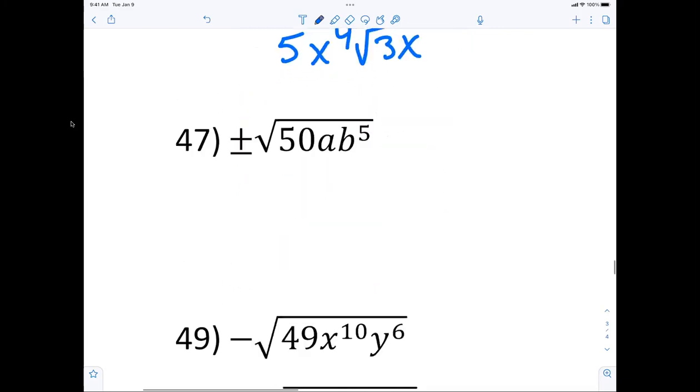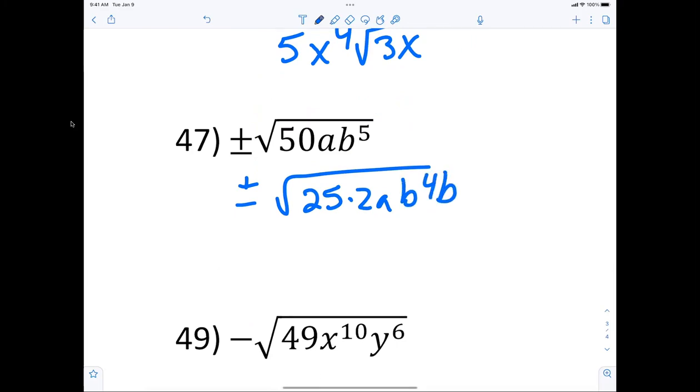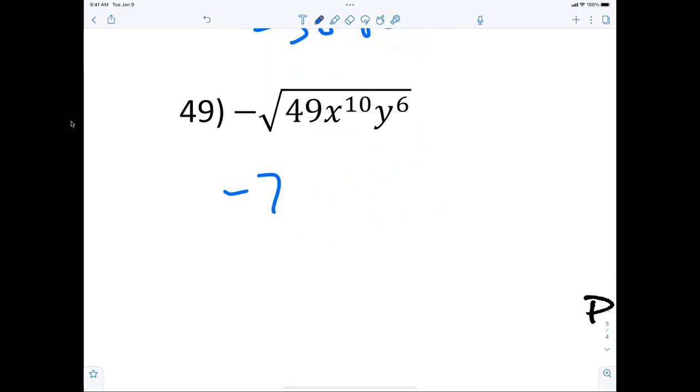All right, what is 50? 25 and 2. Thank you. B to the 5th is b to the 4th and b. So now I have plus or minus what, guys? 5, b squared, square root 2b. Yes. The next one is just negative, and then x to the y. That's not hard.